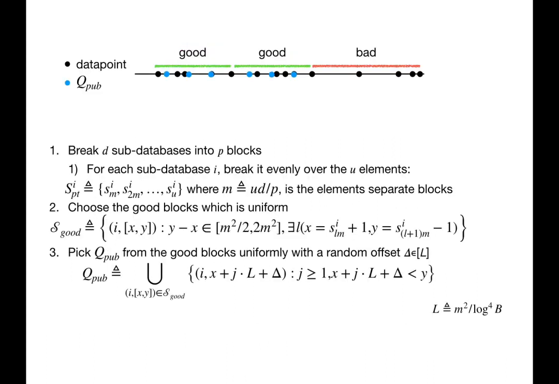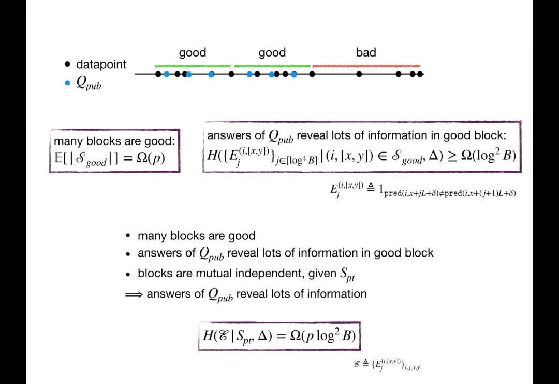We break the data structure problem into p blocks. Every block has m data points. What we want are the blocks of length m squared. Finally, we pick queries evenly in the good blocks. It can be checked that many blocks are good, and the answers of QPUB reveal lots of information in good blocks. Here we choose E to measure the revealed information. By putting everything together, we conclude that we have picked a good set of queries.